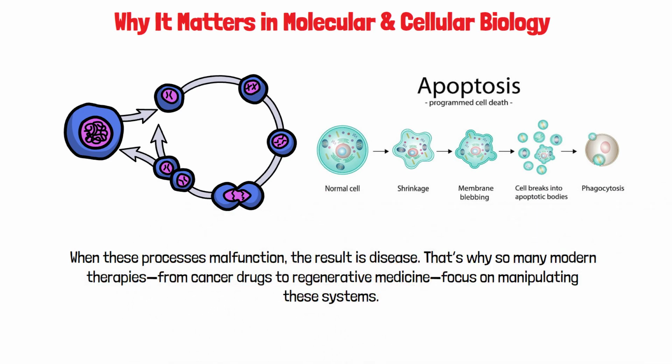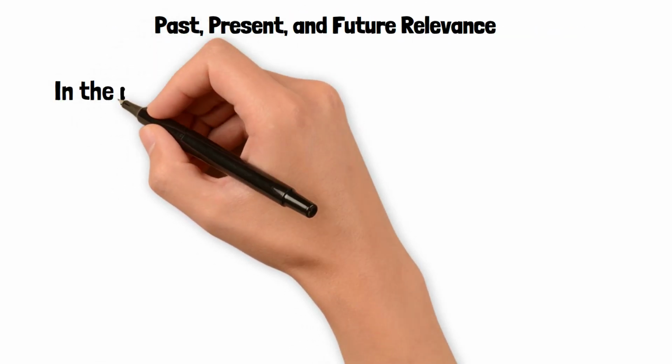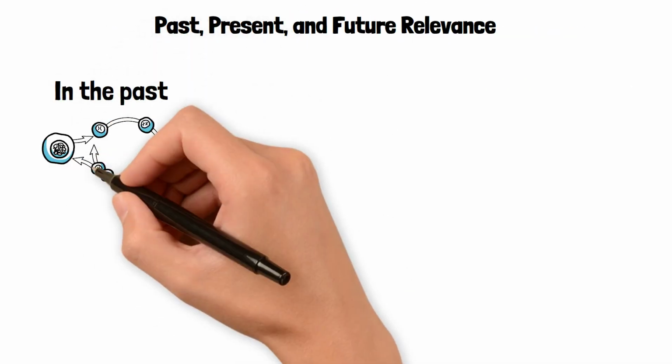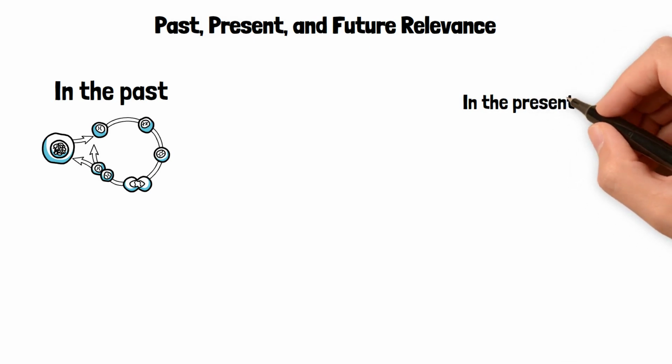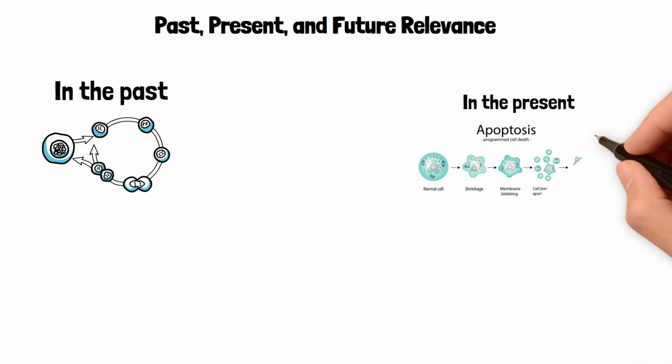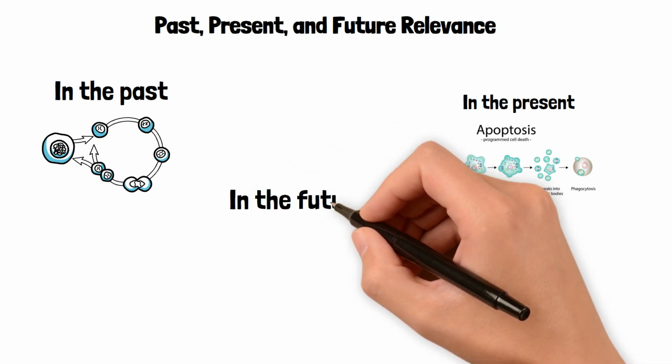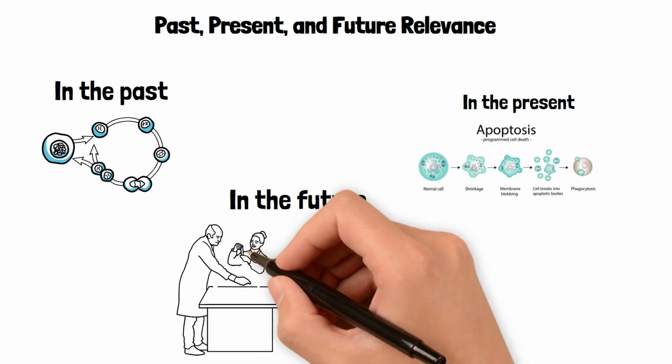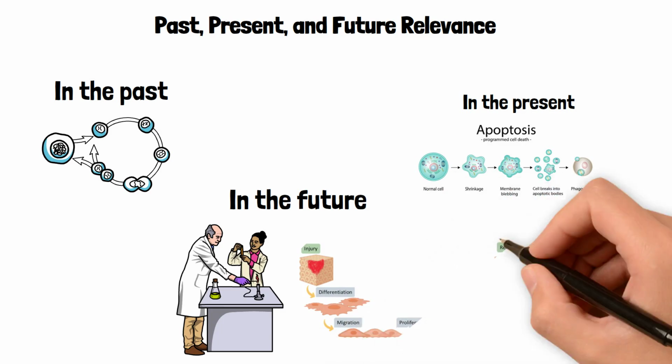In the past, the discovery of mitosis explained how cells reproduce. In the present, research on apoptosis has led to life-saving cancer treatments. In the future, scientists hope to fine-tune cell cycle control to regenerate tissues or stop diseases before they even begin.